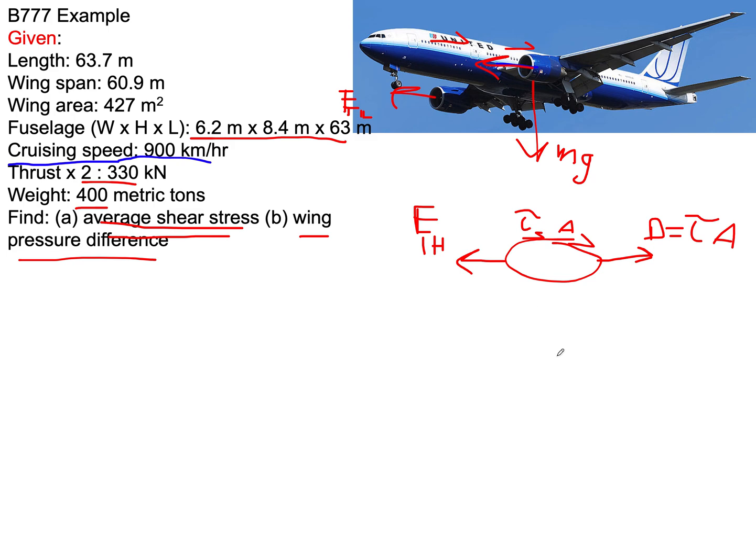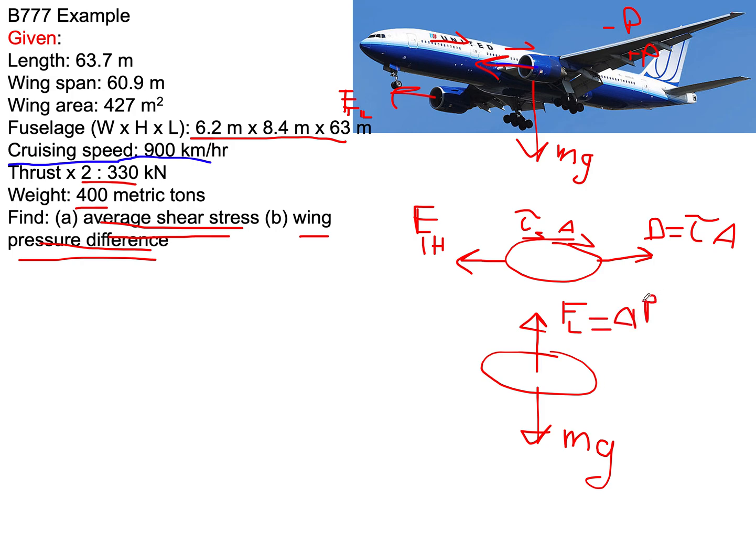How about the vertical direction? In the vertical direction, you have mass times gravity. Mass is 400 tons, and in the vertical direction you get the lift force. What is causing the lift force? The lift force is nothing but the high pressure beneath the wing, and that's where the pressure difference across the wing comes from. Beneath the wing you have high pressure, above the wing you have low pressure. So the F lift will be equal to the delta P of the wing times the area of the wing.